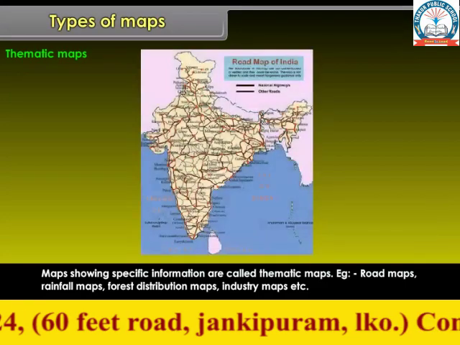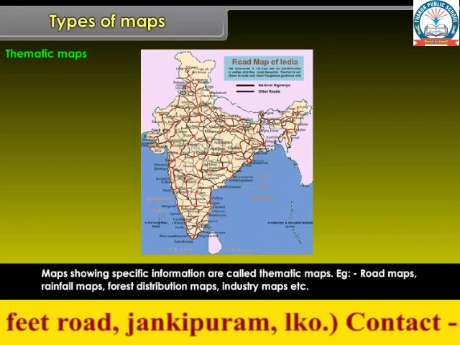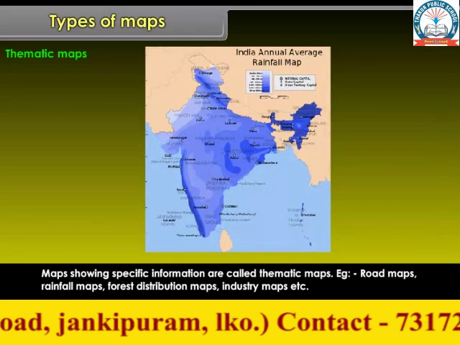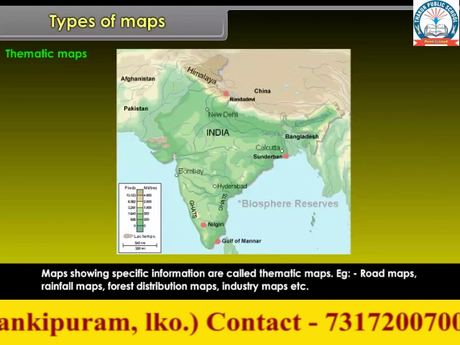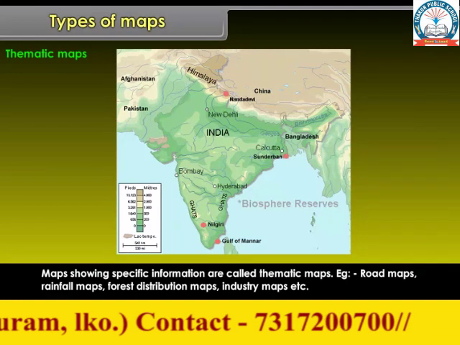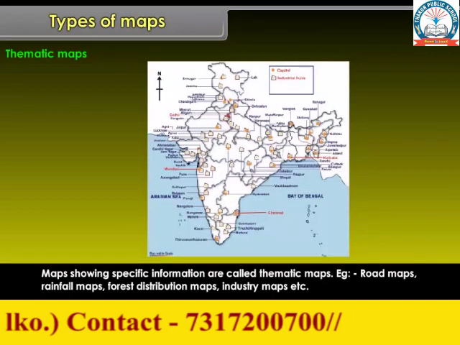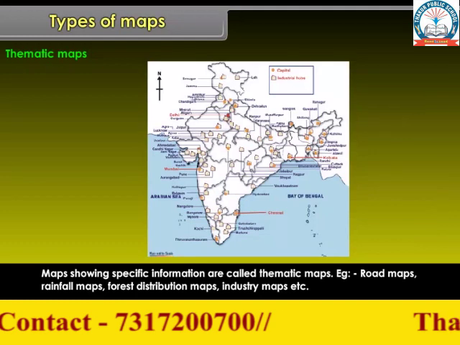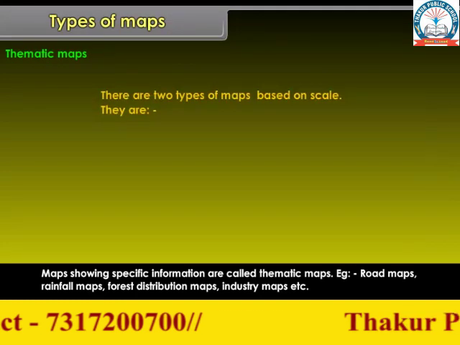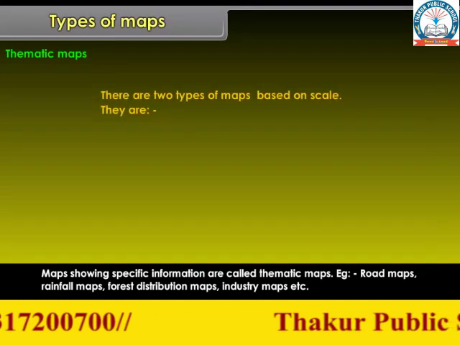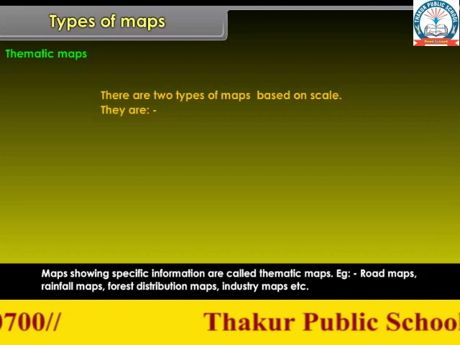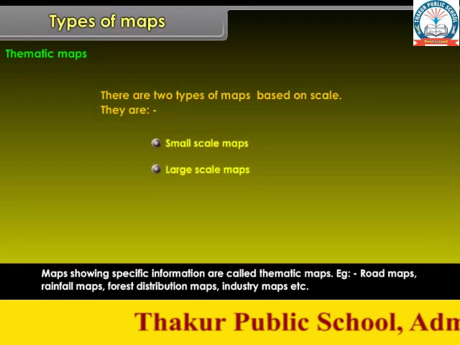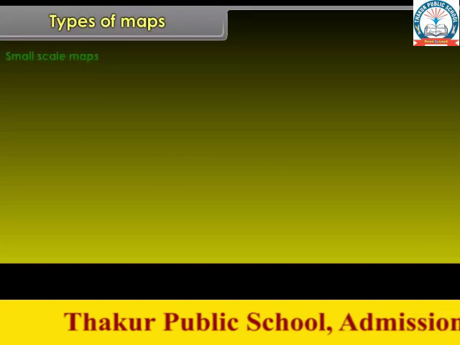Example, road maps, rainfall maps, forest distribution maps, industry maps, etc. There are two types of maps based on scale. They are small-scale maps, large-scale maps.